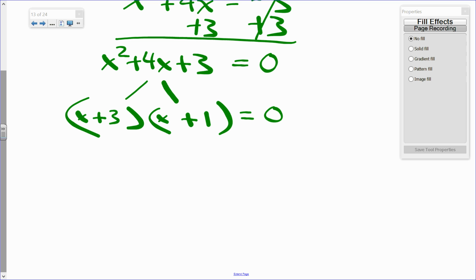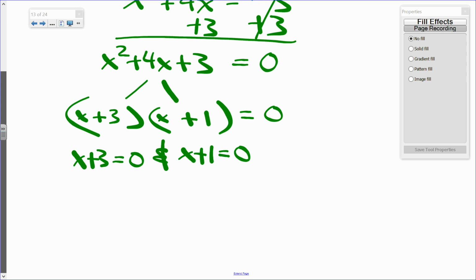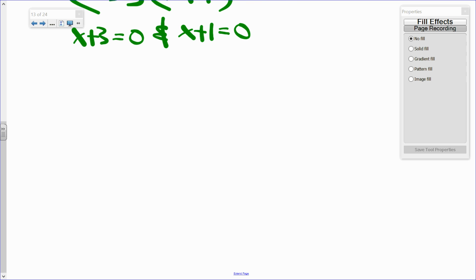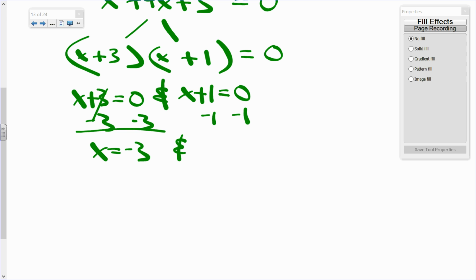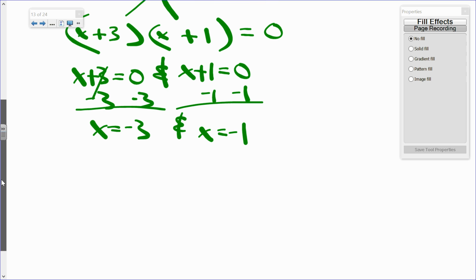Now you with me? So our two solutions are x plus 3 equals 0 and x plus 1 equals 0. Let's subtract 3 from both sides. X is -3 and x is -1. We're in business.